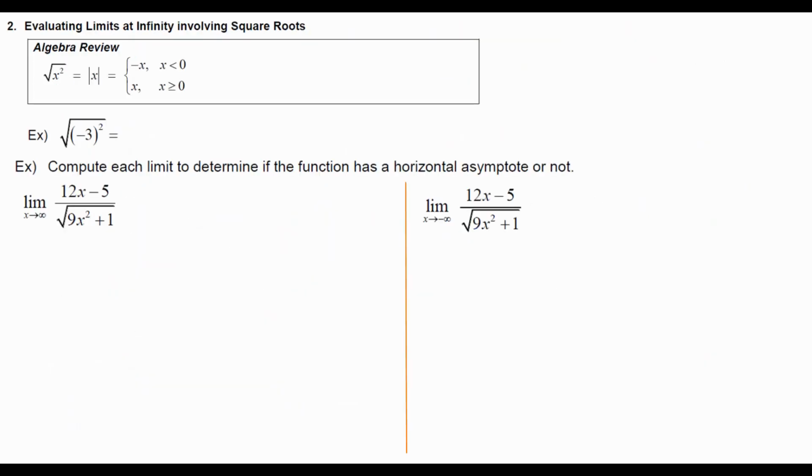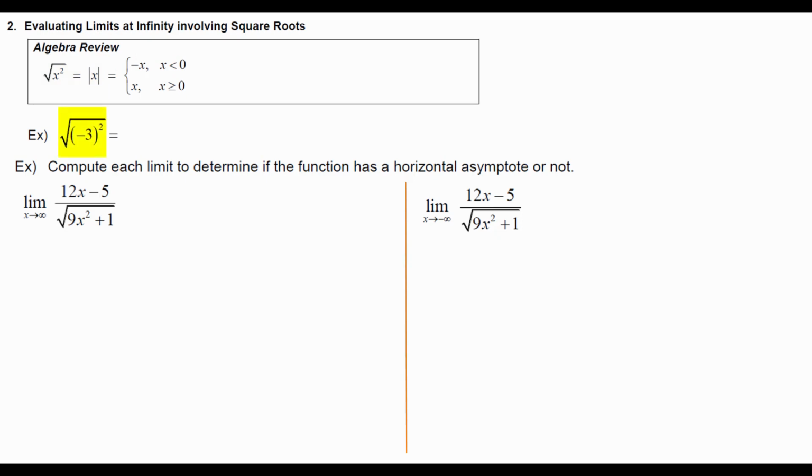In the next example, you're going to find the horizontal asymptote involving a square root function. So recall from algebra class, the square root of x squared is not x, because we don't know whether x is a positive number or a negative number. x is a variable. Note that the square root of x squared is the absolute value of x, and if we know that x is positive, then the absolute value of x will be x. But if x is a negative number, then it comes out as the opposite of x.